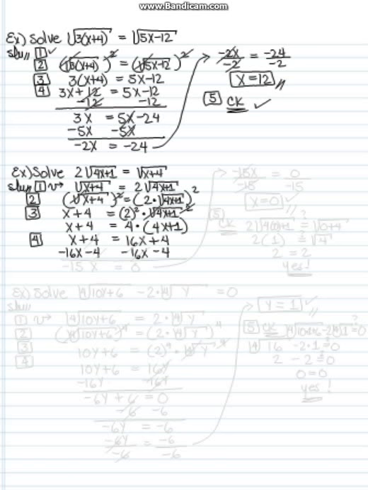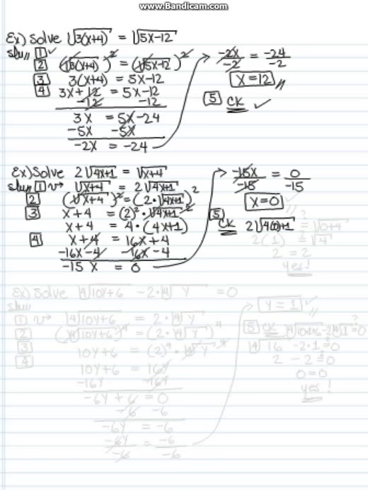Move this 16x to the left. We get negative 15x equals 4 minus 4 is 0. And then eliminate the negative 15 by dividing both sides by negative 15. Now 0 over negative 15 is just 0. So we get x equals 0. Now let's go ahead and check the solution. Let x equal 0 in the original problem. 2 times the square root of 4 times 0 plus 1. Is that equal to the square root of 0 plus 4? Well, that's just the square root of 1 on the left, so it's 2 times 1 is 2. On the right, the square root of 4 is 2. So this is indeed a good solution.